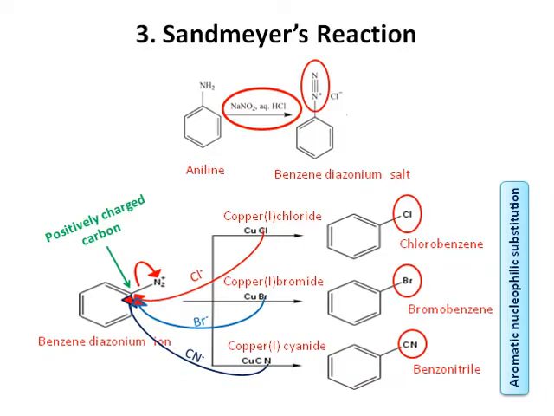So these are called aromatic nucleophilic substitution reactions. Why? Because the nucleophile substitutes the nitrogen as a nitrogen molecule, and the nucleophile is bonded to the carbon of the benzene ring. That means the nucleophiles substitute nitrogen, and we will get the product. Now you see, in all the cases nitrogen is eliminated. Nitrogen is eliminated in the formation of chlorobenzene, then in the formation of bromobenzene, and in the formation of benzonitrile.